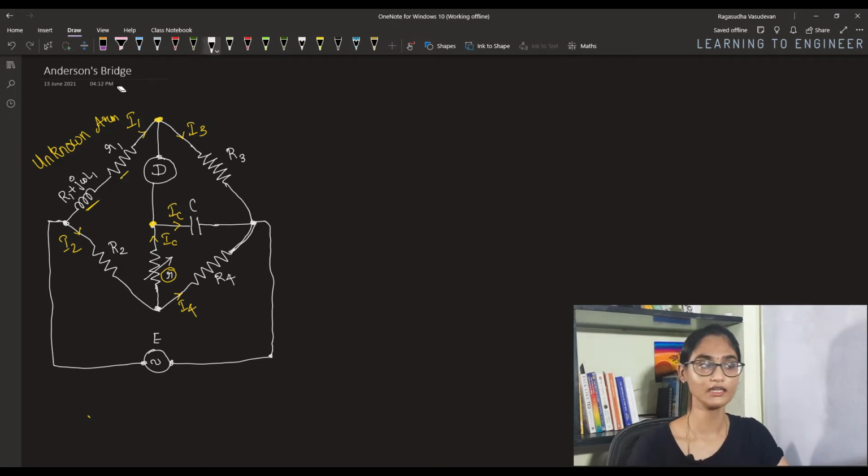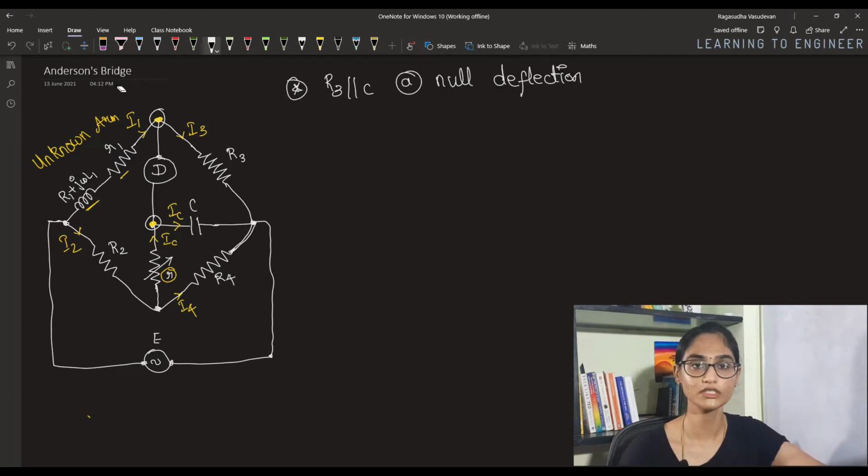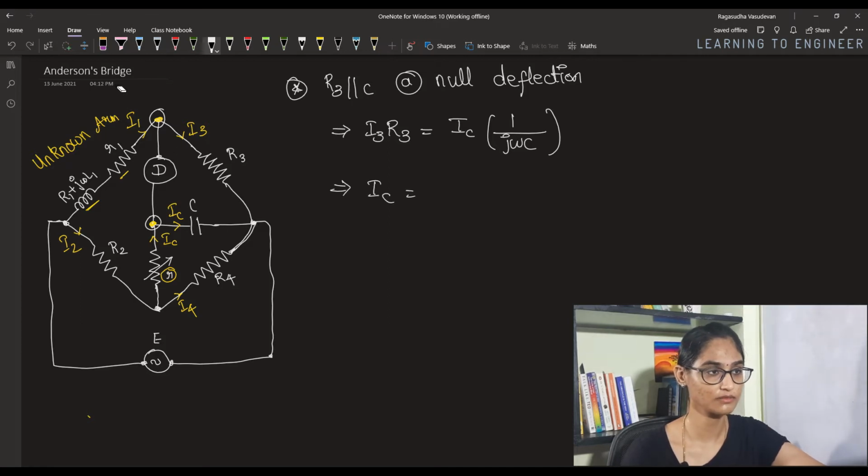When the bridge is balanced, the potential at this node will be same as the potential at this node. So, you can observe that the resistor R3 is parallel to C at null deflection. So, the voltages across them will be same. This implies that I3 into R3 will be same as IC into 1 divided by j omega C. So, what is the value of the current through capacitance? The current through the capacitance will be j omega C R3 into I3.